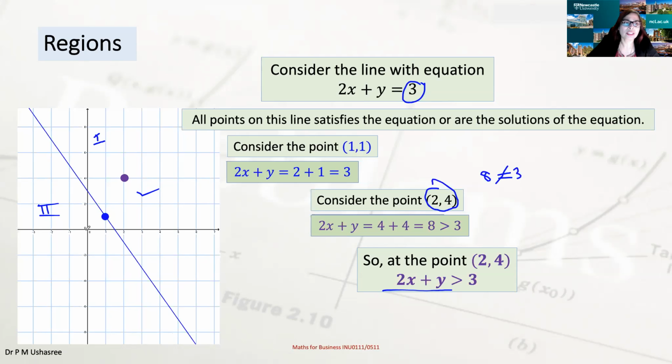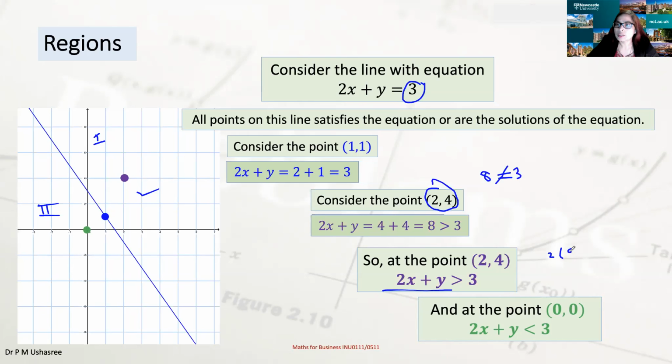And if you take, for example, the origin itself, which is very convenient, in this case, if you substitute 0 here, you have 2 times 0 plus 0 is equal to 3. That means we are saying, is it equal to 3? No. What is it? 0 is less than 3. That means in all this region, you have 2x + y less than 3.